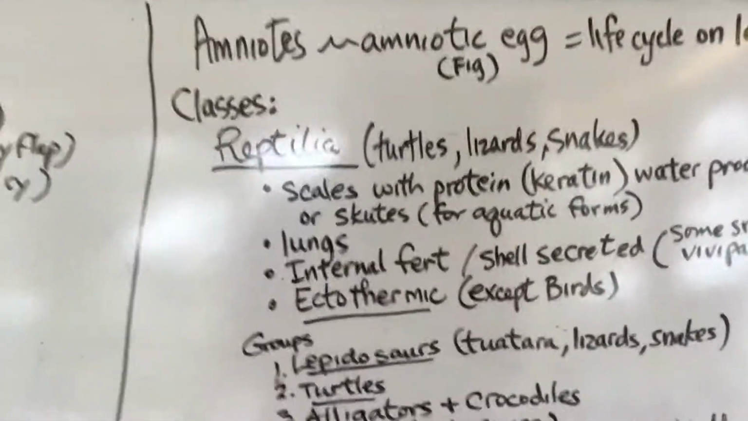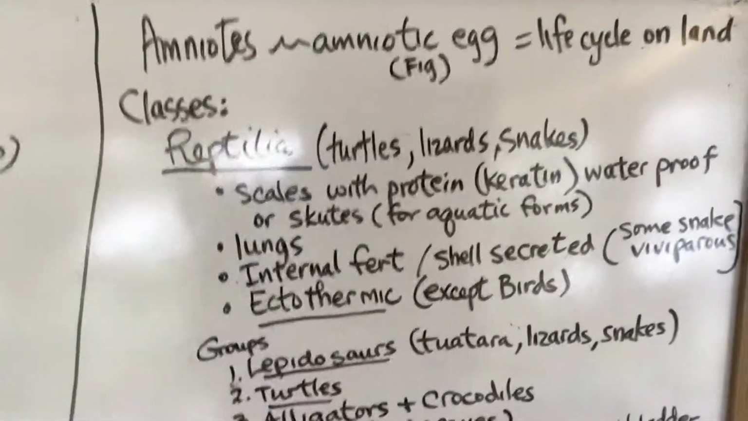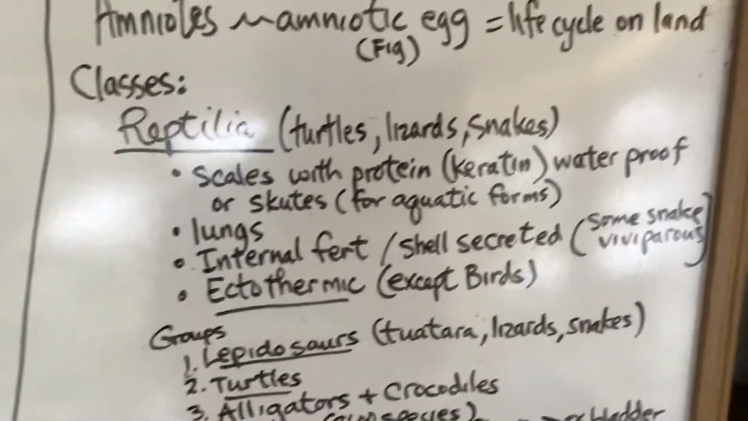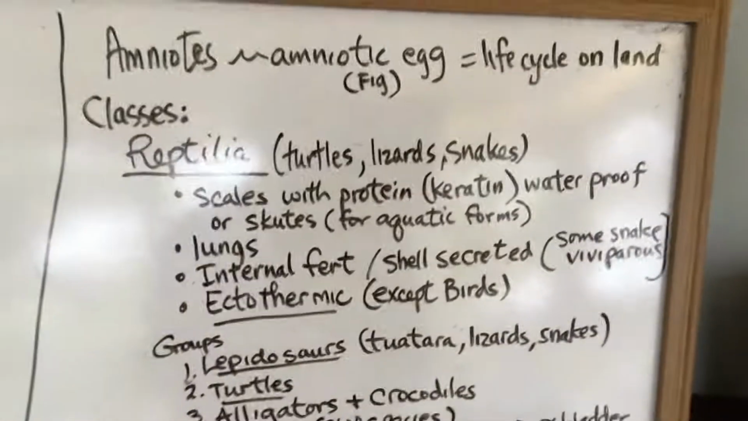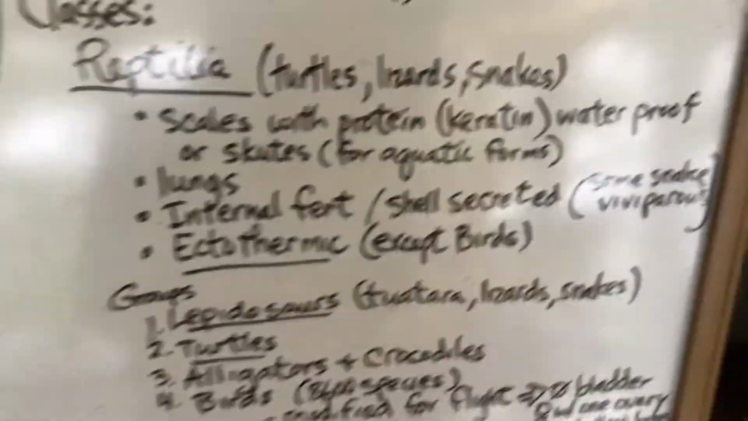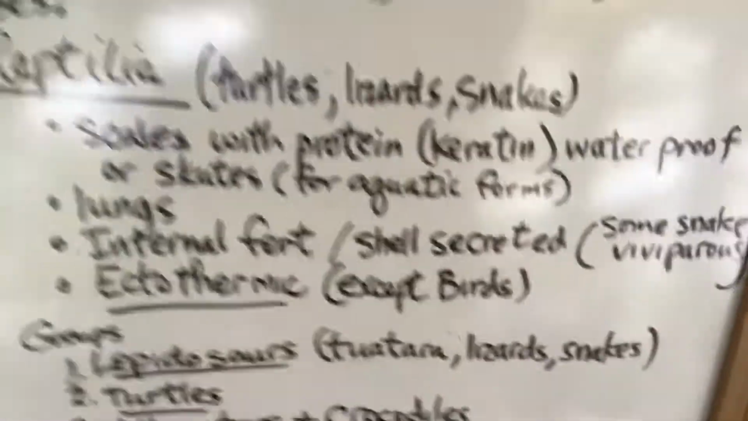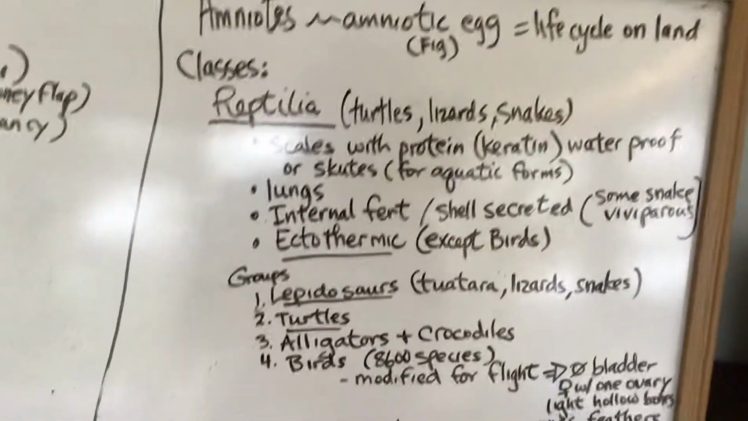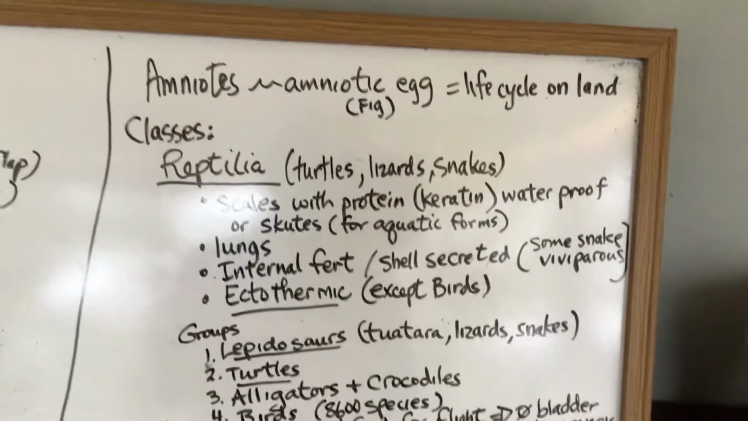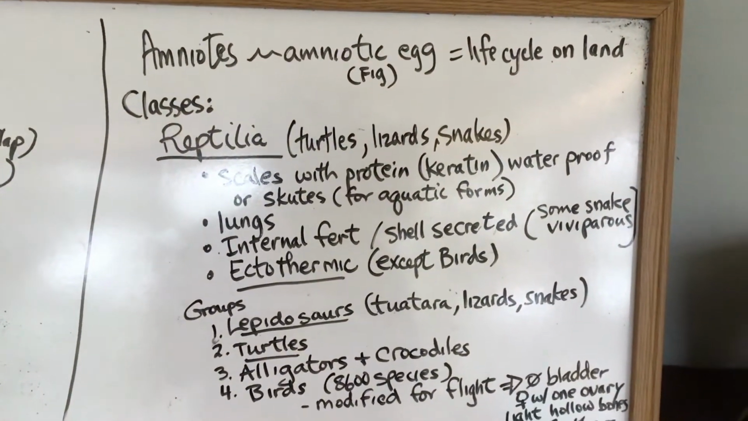These are part of Reptilia, or one of the classes is Reptilia. It has turtles, lizards, snakes. They have scales that have keratin or protein, which helps for waterproofing. Or if it's like a turtle, it might have scutes, which are a little more permeable. They have true lungs. They have internal fertilization, but they will secrete shells.